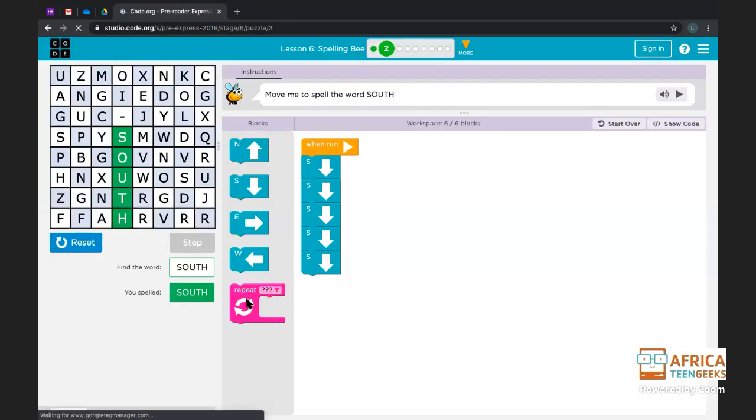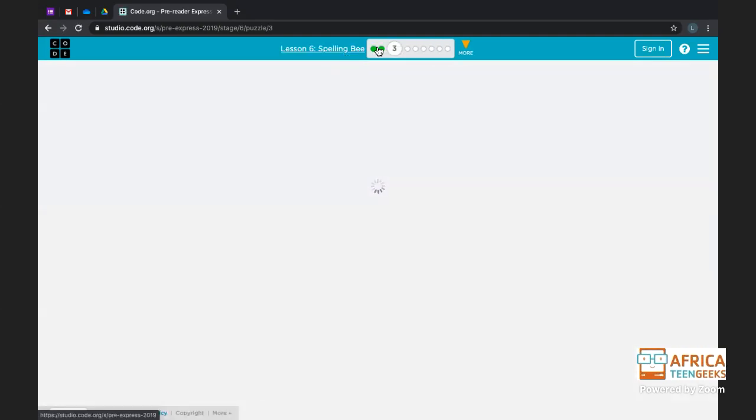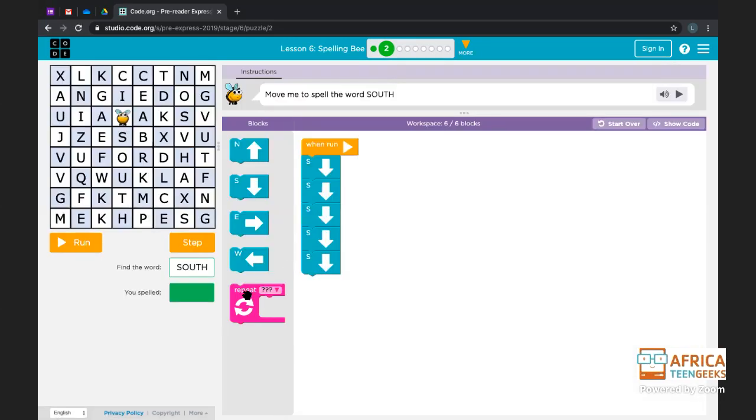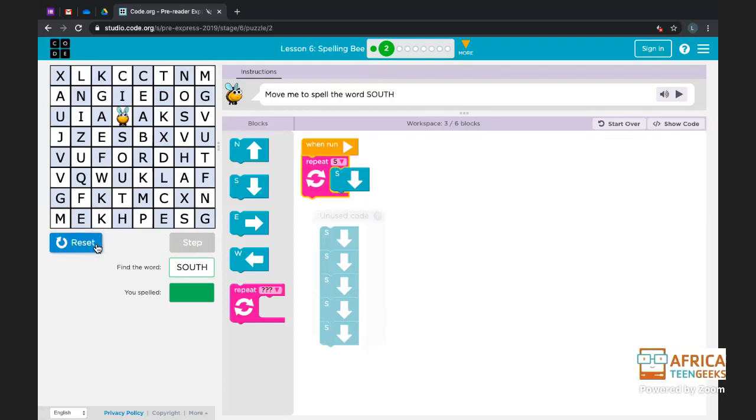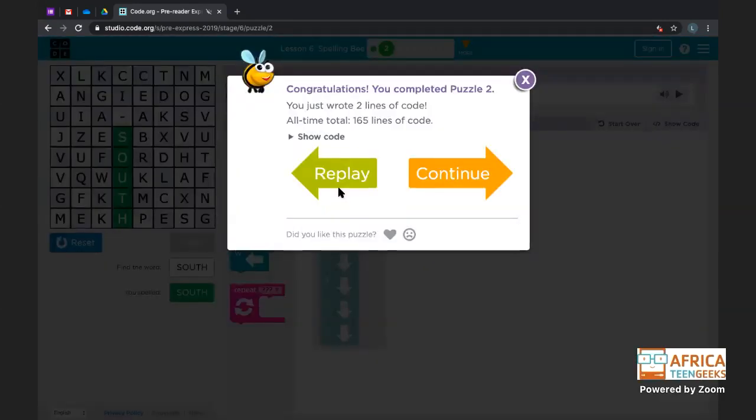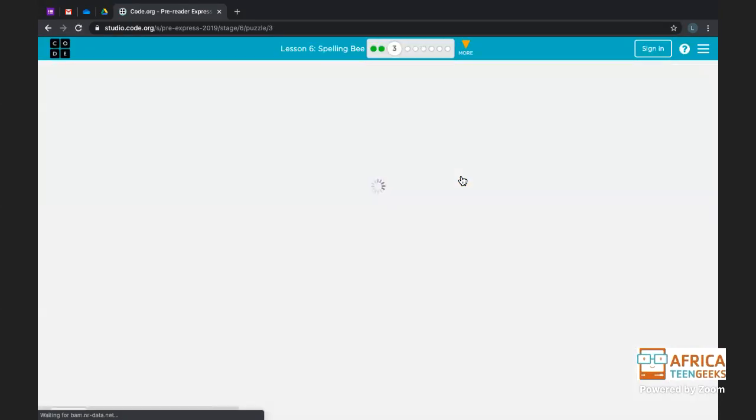Remember, we can use 2 blocks. We can either say, repeat, going south 5 times, or we can put 5 individual blocks in like we just did. And now if we say run, it will do the same thing. So you can see there's 2 different codes to write. Okay, let's continue to the next puzzle.